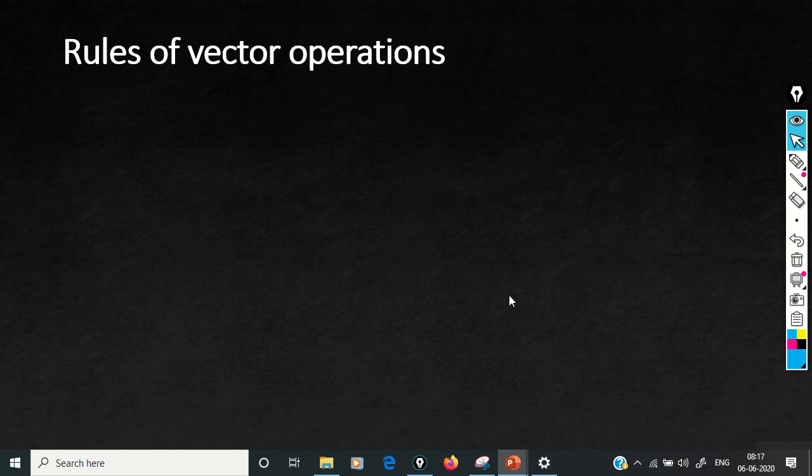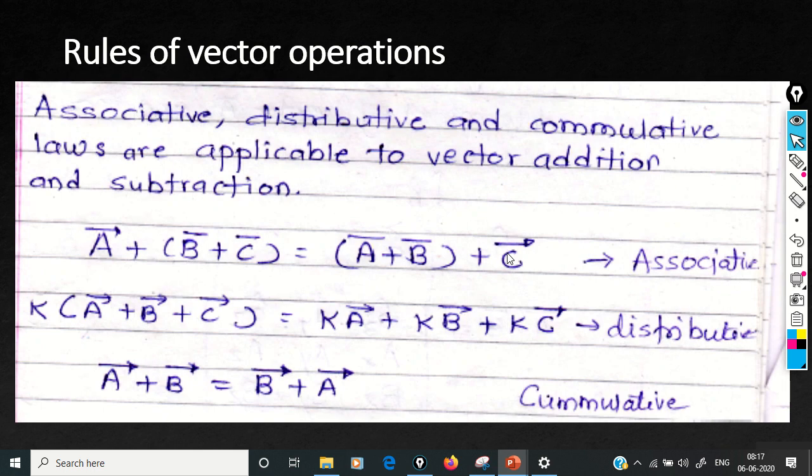What are the different rules which are applied for vector operations? Three basic rules are associative, distributive, and commutative laws. What is the associative law? If I want to perform addition of vectors, the law says add vector b plus vector c and add the result to vector a, or add vector a and vector b and then add the result to vector c. The result you are getting is the same. So this law is my associative law.